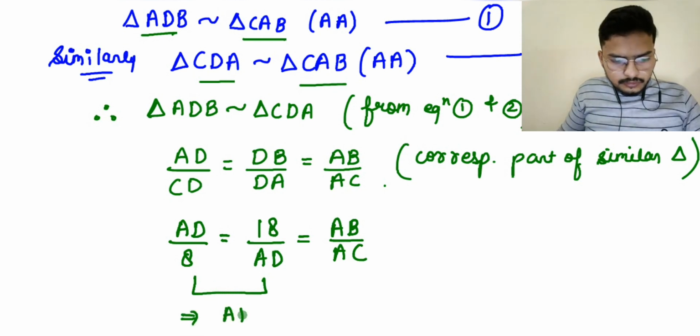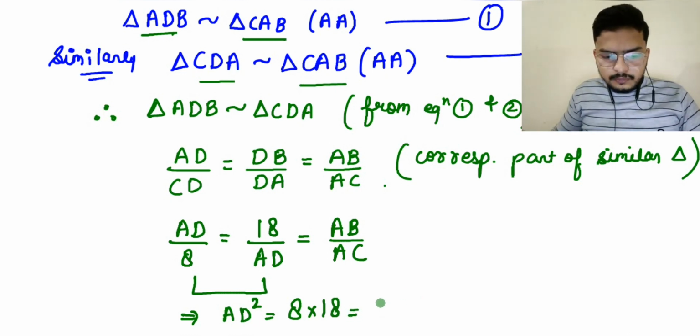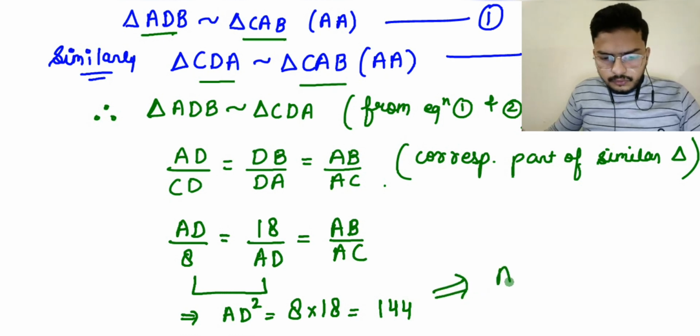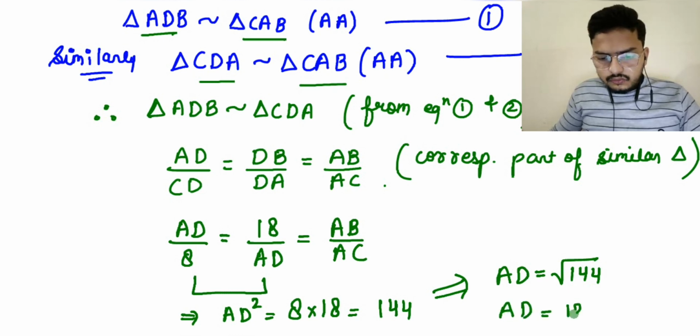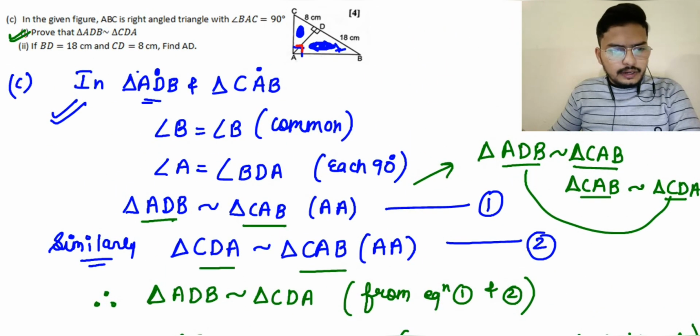From here we can easily say that AD square is equal to 8 multiplied by 18, right? So 8 multiplied by 18 is 144. So what is the value of AD? That is the square root of 144, so AD is 12 centimeters, right? This is the way we can find the value of AD.